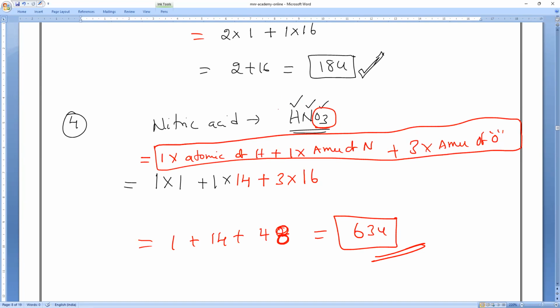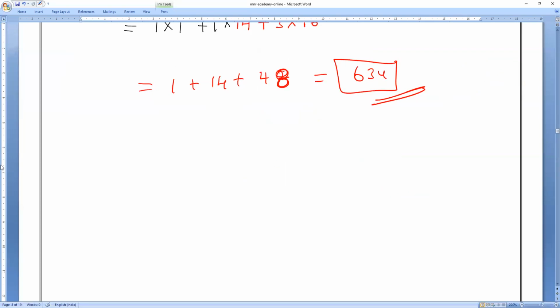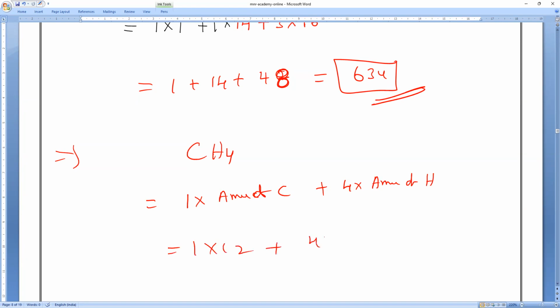But you see, all these compounds I have written are water and so on. Let me finish the methane also. So what is methane? CH4. So what is that? 1 into AMU of C plus 4 into AMU of H. So 1 into 12 plus 4 into 1, which equals 12 plus 4, which equals how many units? 16 U, 16 AMU. Understood, everybody?